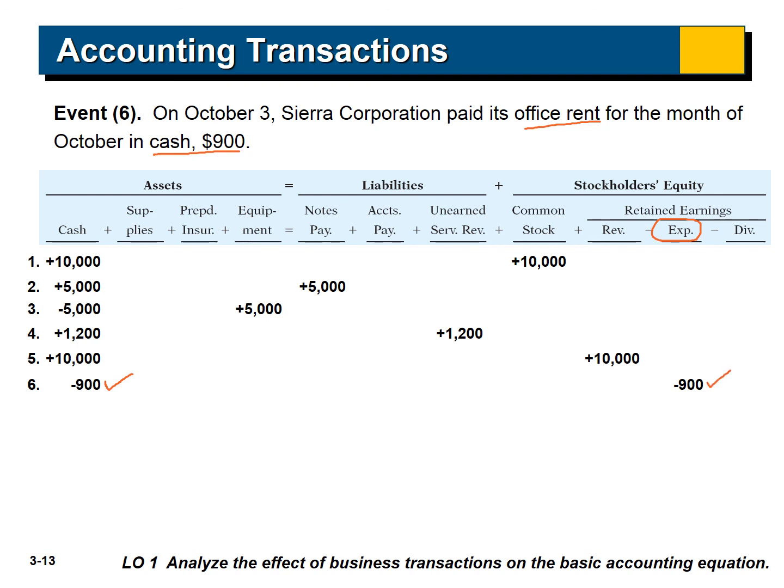Now an expense is subtracted from retained earnings in that it makes retained earnings go down. So we have a minus 900 on the left side and a minus 900 on the right side of the equation. Remember the equation we're talking about right here. The left side I'm talking about on this side, the right side over here of the equation. They always have to balance out.